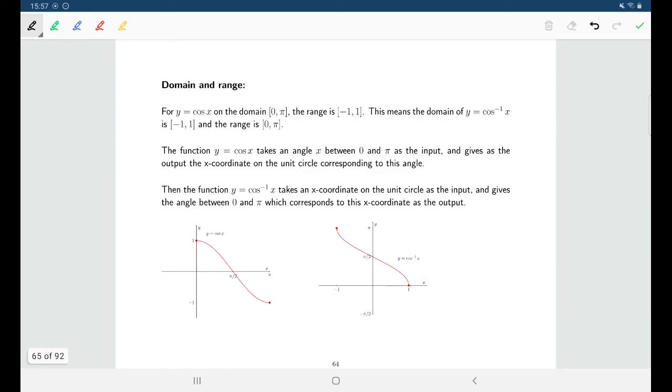And as usual, the function and its inverse switch domains and ranges. So for cosine, the domain was from 0 to pi, and so for cosine inverse, the range is from 0 to pi. For cosine, the range was from -1 to 1. So for cosine inverse, the domain is from -1 to 1.